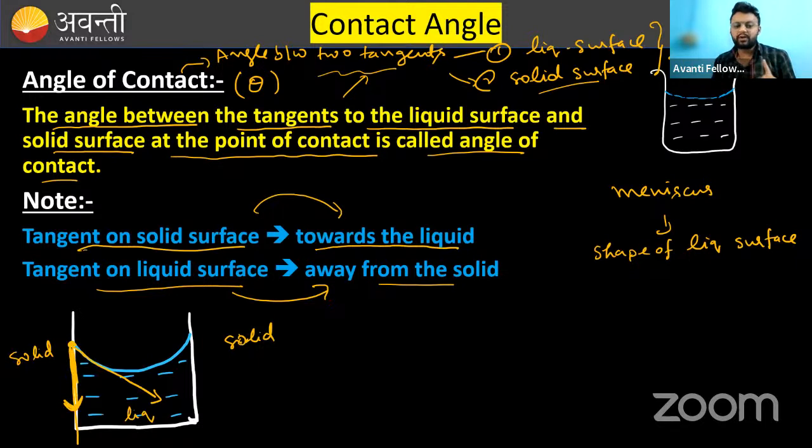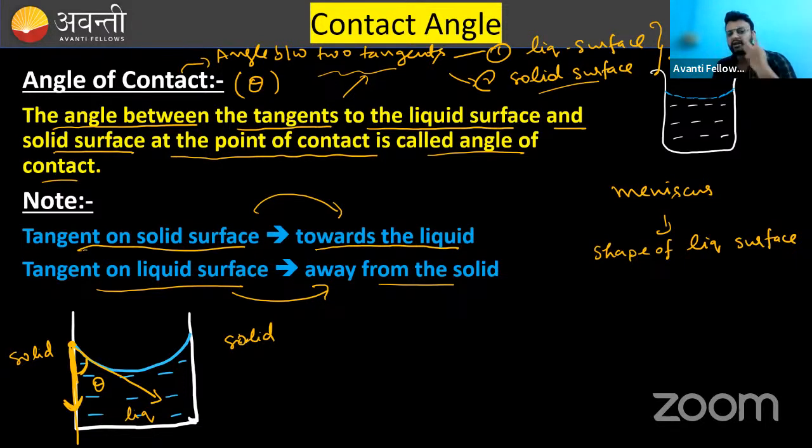I think the most important line is clear. When you draw the tangent on the solid surface, it should be towards the liquid. And the angle between these two tangents is called the angle of contact. So it is theta. This is angle theta.